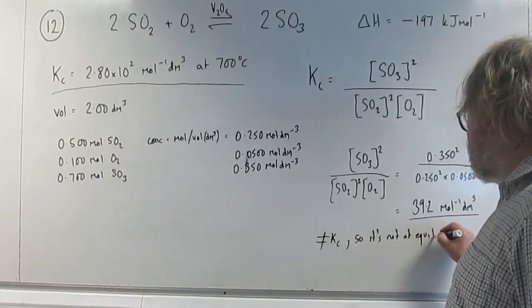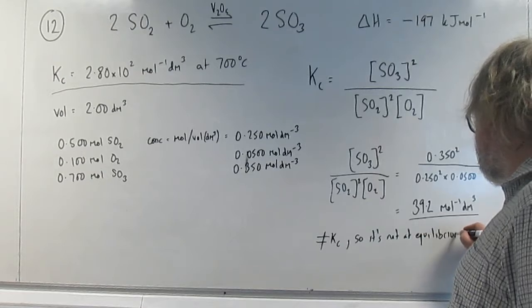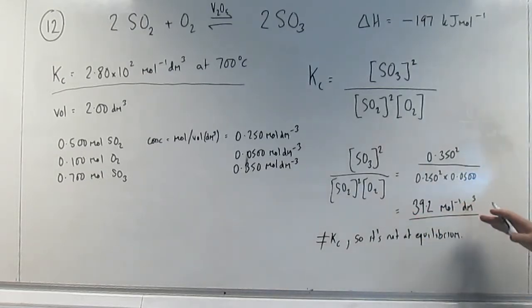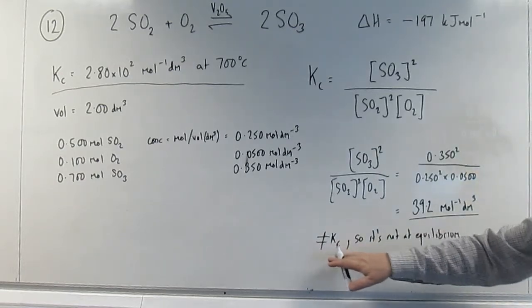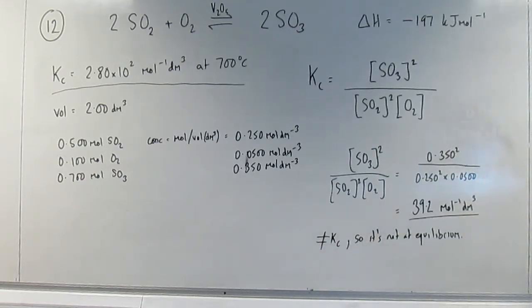Okay, but again, you need an explicit statement of how you know that. So don't just get the number and say, so you're not at equilibrium, because they'll say, how do you know? So you calculate the number and you say that doesn't equal Kc, so it's not at equilibrium. And then it asks us to go a step further and say, well, which way would it have to go in order to reach equilibrium?